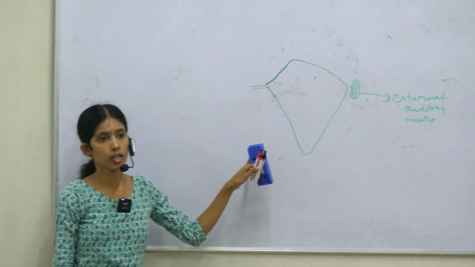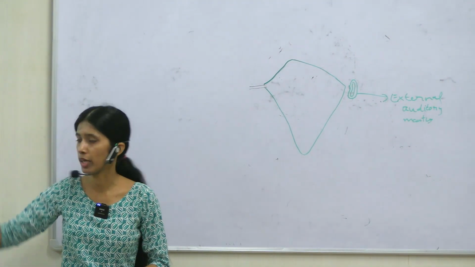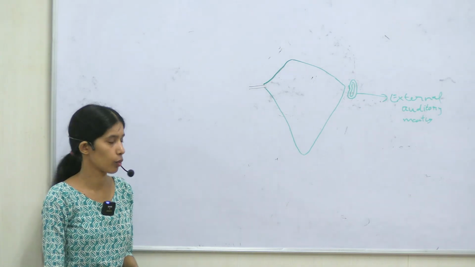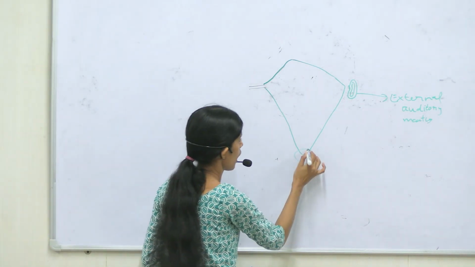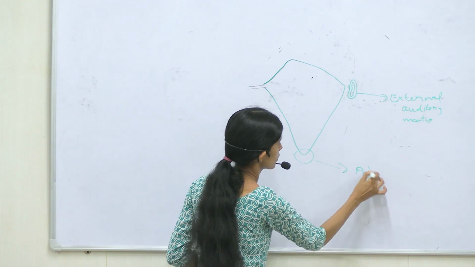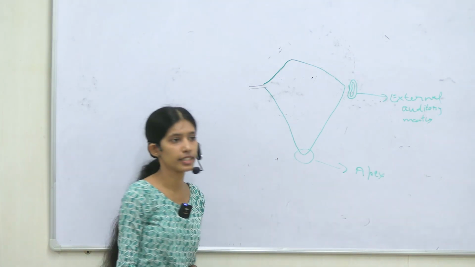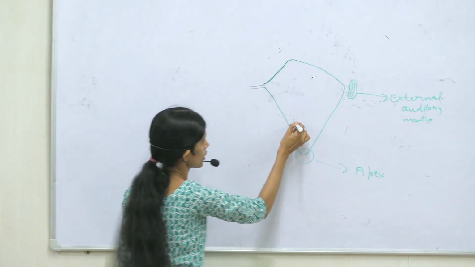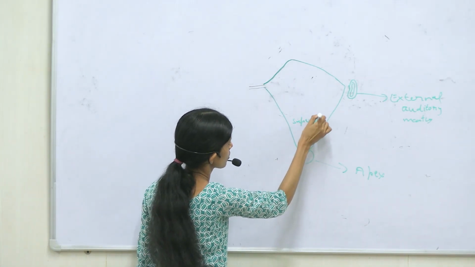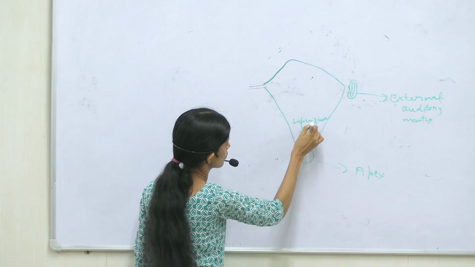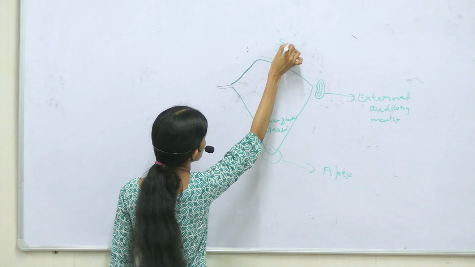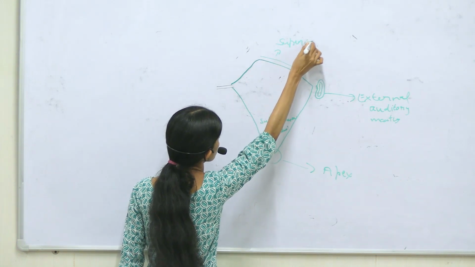So this is your parotid gland, which is pyramidal in shape. That means it has three-sided pyramids. This part is the apex, and it has four surfaces. The surface which you are seeing here is the superficial surface. And this surface is your superior surface.